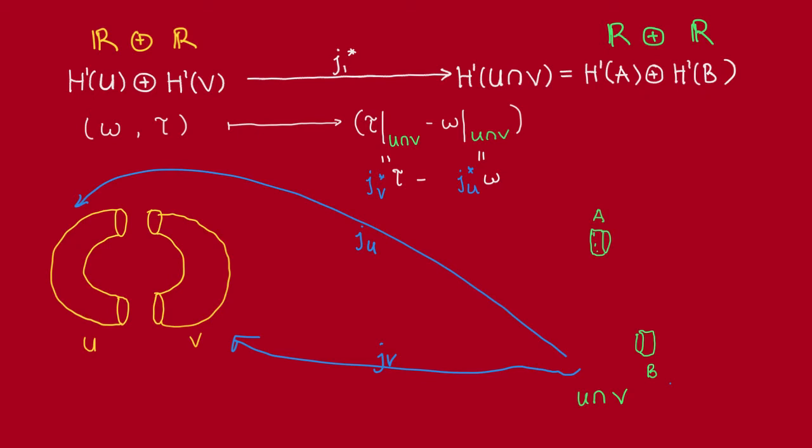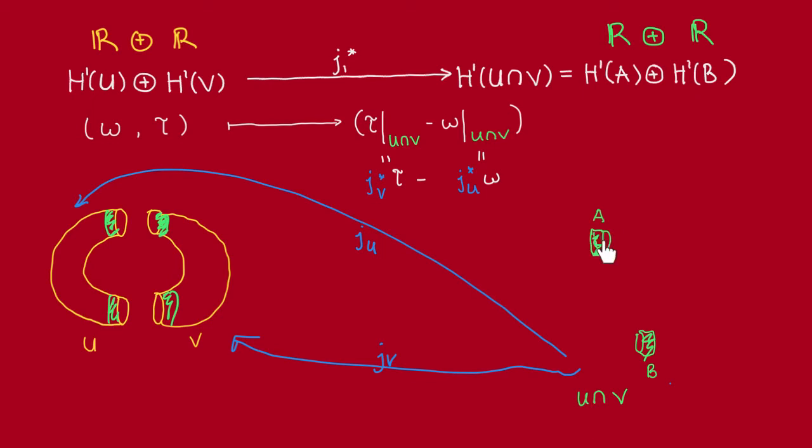Now we want to give an explicit description of this map when we identify these cohomology groups with copies of R. And I should have mentioned here what these A and B are. So when we take the intersection of this U and V, this part I will call A, right? And then this part is B. They are homotopy equivalent to the circle, so their H1 is just isomorphic to R.